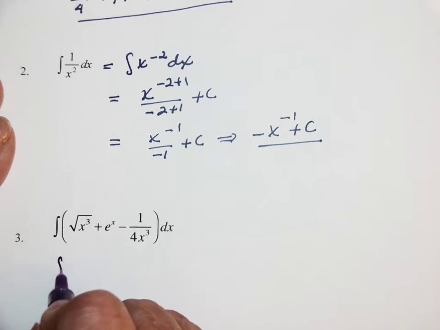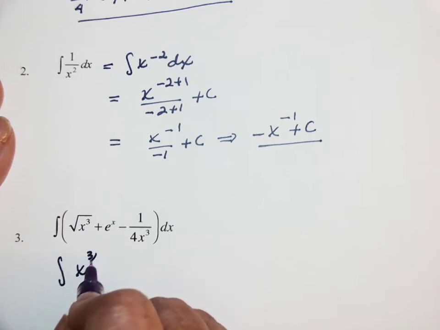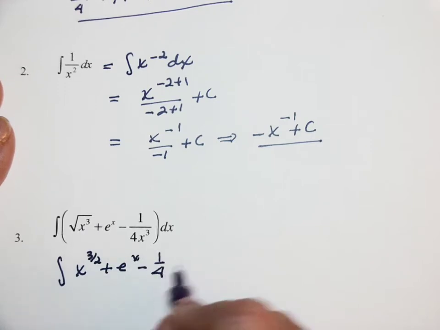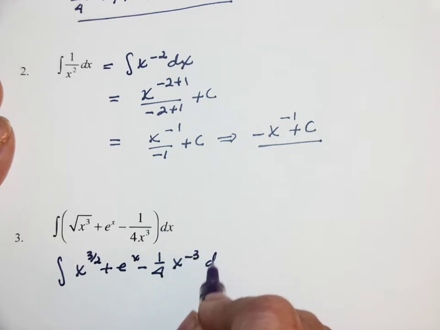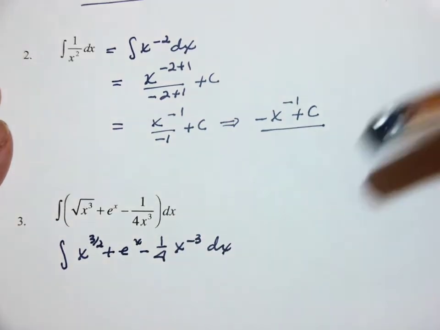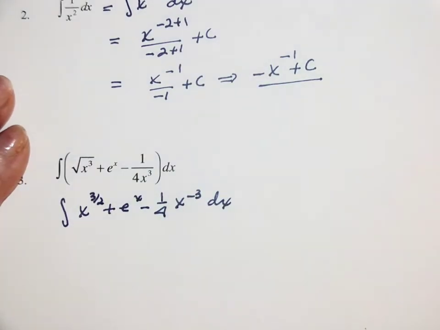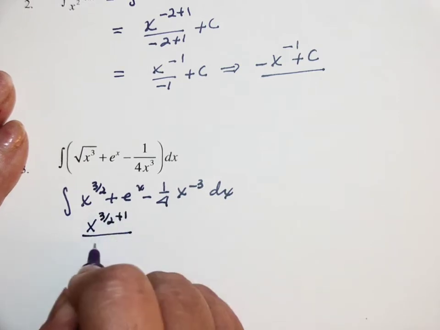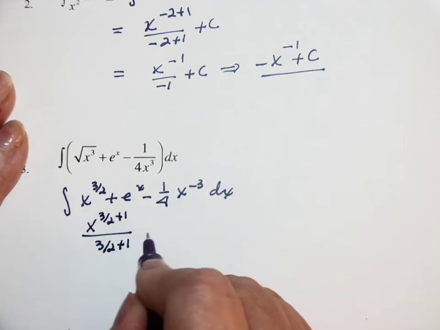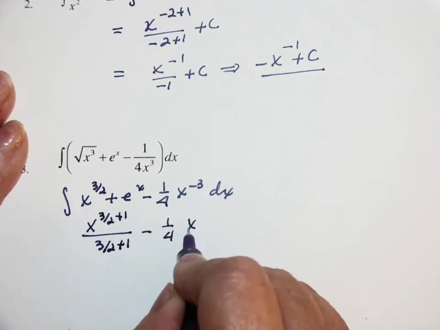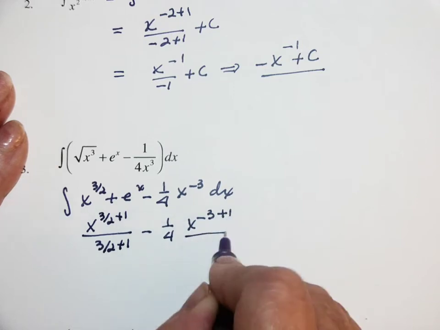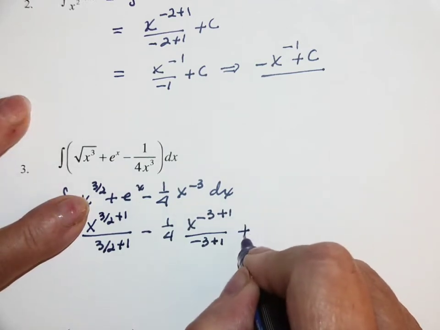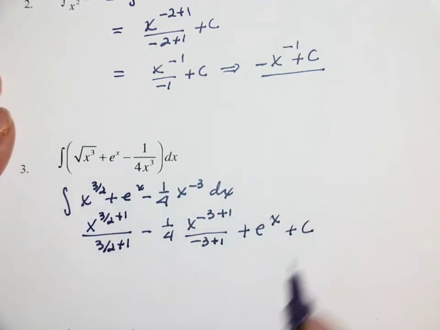First thing you want to do is rewrite this as x to the 3/2 power plus e to the x minus 1/4 x to the minus 3 dx. Well, this would be x to the 3/2 plus 1 over 3/2 plus 1 minus 1/4 x to the minus 3 plus 1 over minus 3 plus 1. Oh, I forgot the e to the x, plus e to the x plus c.